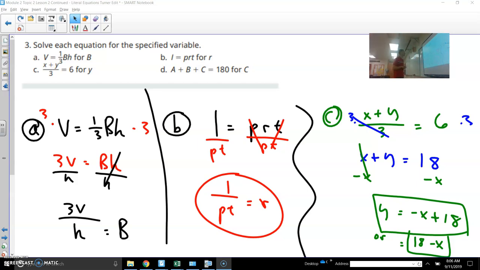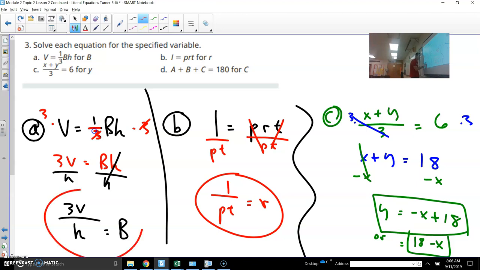And so in part A, it wants us to basically try to get the big B by itself. So what you see me do is I start with the idea that this is dividing by 3. Let's go ahead and multiply by 3 to get that to the other side. And then if I want h by itself, we can just divide it over. And so in 2 steps, you now have the base by itself.